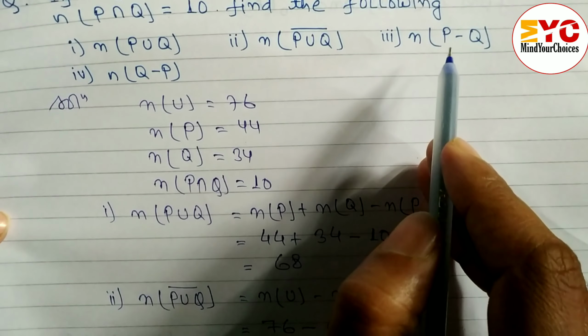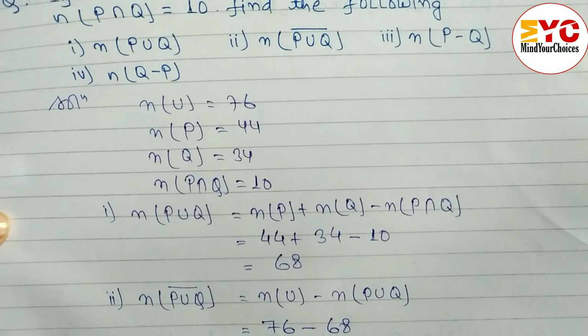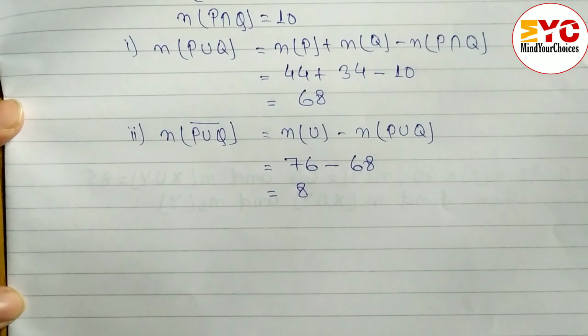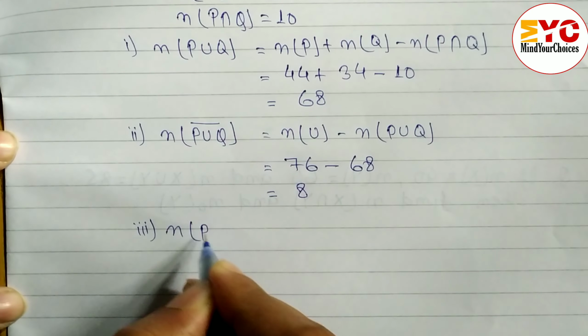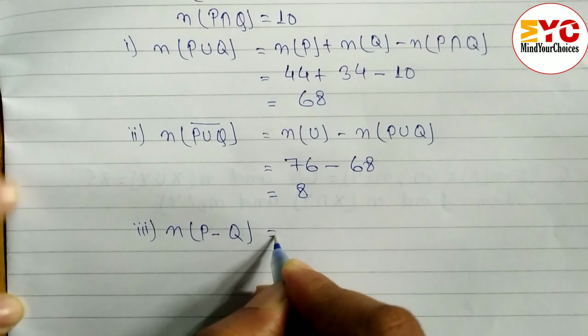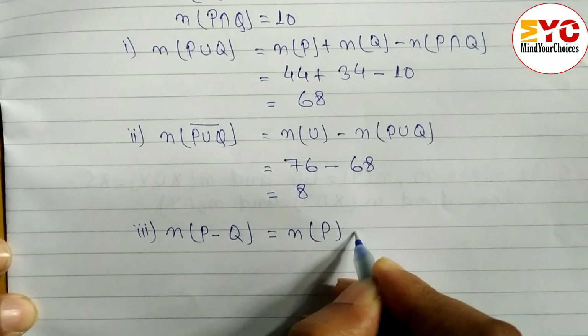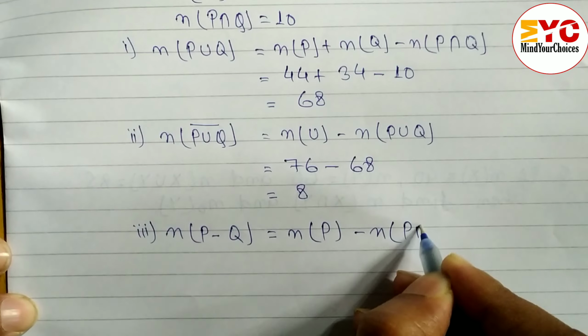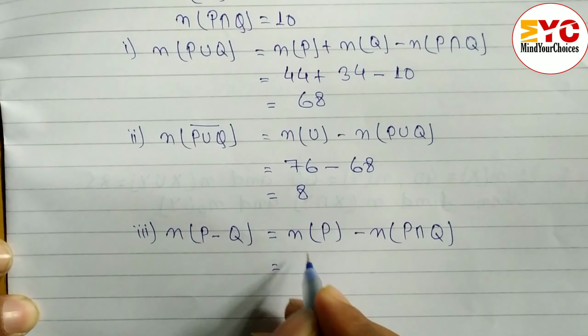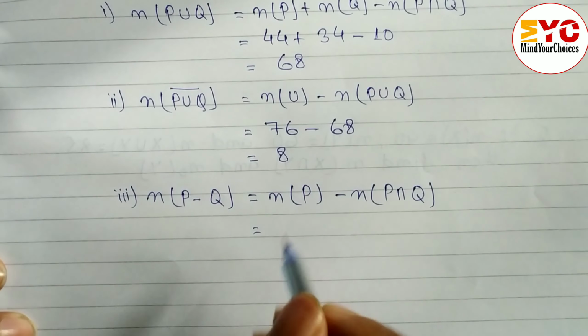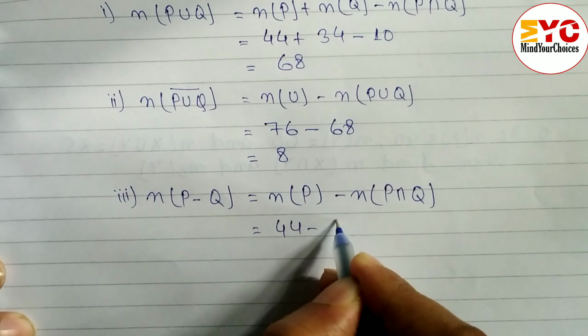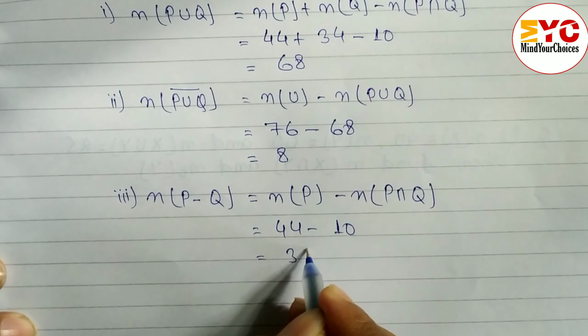After this what do we have to find out? P minus Q, similarly Q minus P. In number 3 we have to find out n(P minus Q), and the formula is n(P) minus n(P intersection Q). What is the value of n(P)? n(P) is equal to 44 and n(P intersection Q) is equal to 10, so we have to write here 44 minus 10 and we get here 34.